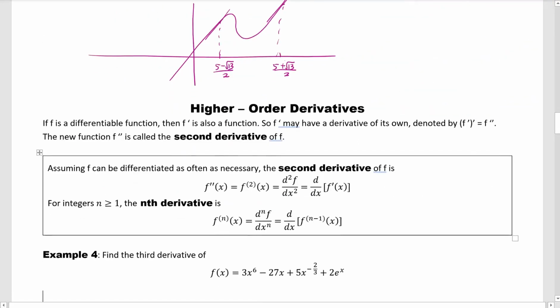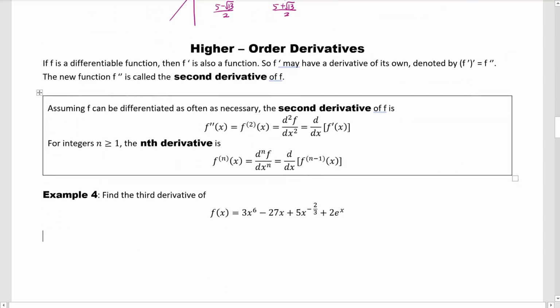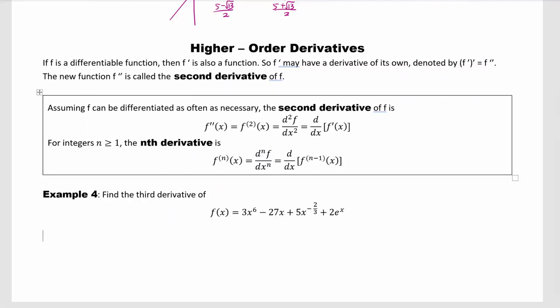Higher order derivatives. If f is a differentiable function, then f prime is also a function, right? If it's differentiable, then the derivative exists and is also a function. So f prime may have a derivative of its own. We denote it f prime prime. So the derivative of the first derivative is the second derivative.